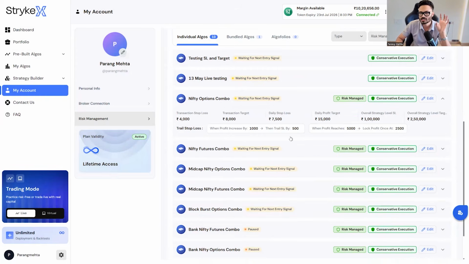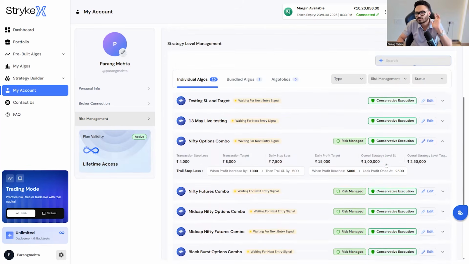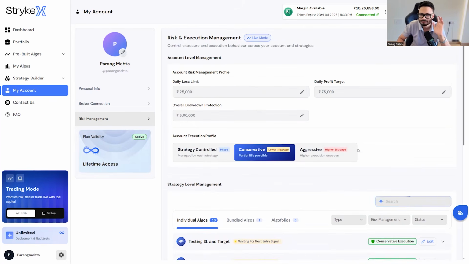Once you click on save changes, you will see all the details over here that my transaction stop loss is 4,000, my transaction target is 8,000, my daily SL is 7,500, my daily profit target is 15,000, strategy level stop loss, strategy level target. And whenever profit increases by 1,000, trail by 500, and when profit reaches 5,000, lock profit once at 2,500 rupees. So you can set this for all of your strategies.